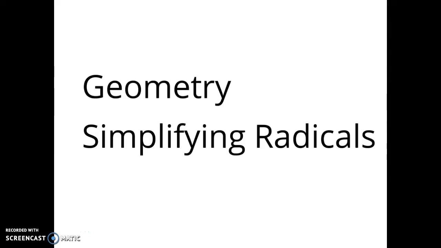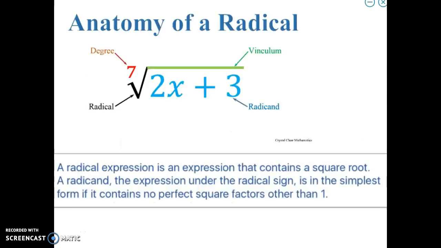Okay, we're going to review simplifying radical expressions, simplifying radical numbers, variables, and expressions. First thing, let's talk about the anatomy of a radical. A radical is divided into these four parts. The radical is actually this little check mark thing right here. This is the radical for this expression.